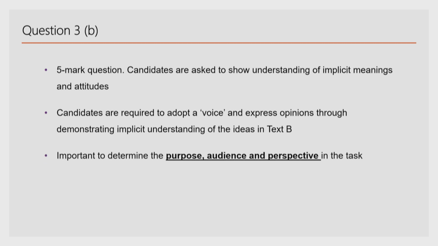In this question, which is worth 5 marks, candidates must read text B carefully and show understanding of implicit meanings and attitudes. Candidates will be required to put themselves in the shoes of a character and adopt a suitable voice that demonstrates understanding of that character's opinion and attitude about a particular topic. To answer this question properly, a candidate must think about the purpose of the task.